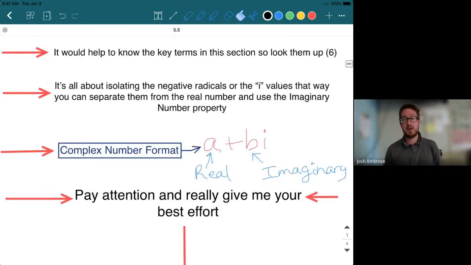Key terms are going to be important. The key terms, the key concepts, but there's 6 key terms here. Look them up, understand them, write them down. You never know when that may come back, and you need to know them.